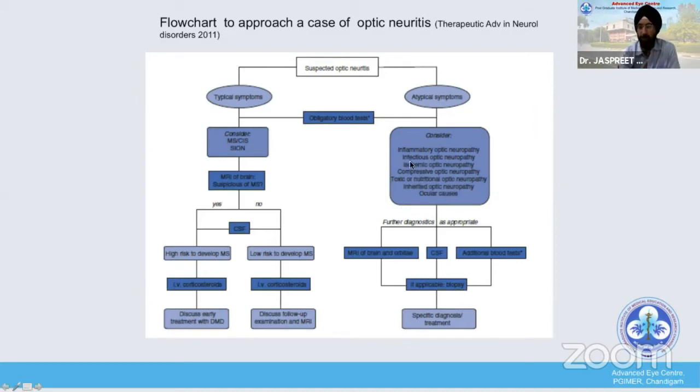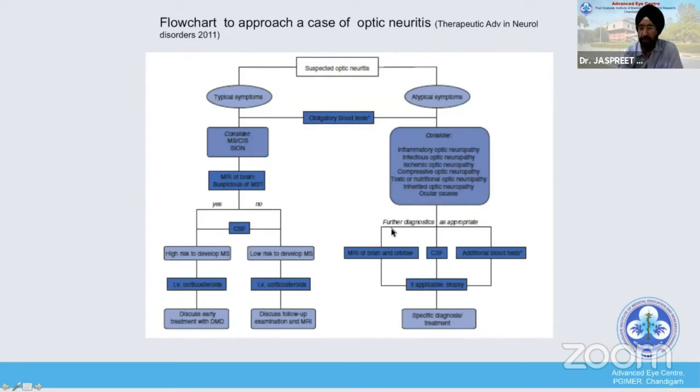Compressive optic neuropathy usually would be bilateral, so in the initial phases it can present as disc edema. Toxic, usually patients would give a history. Inherited optic neuropathies are slow growing, with slow loss of vision over time, and a proper history is available. It's not as acute as seen in the atypical optic neuropathies. Other causes like uveitis and all have to be ruled out.